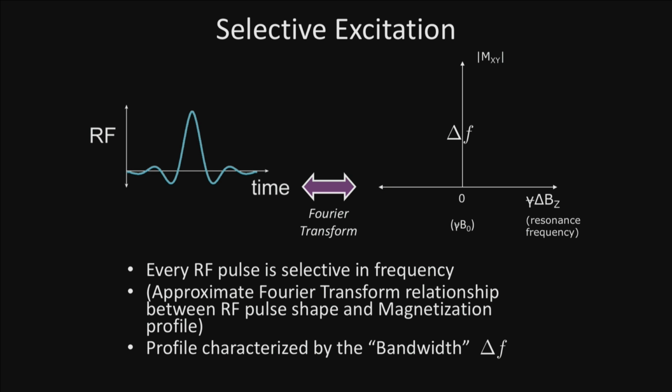And the other way we get localization is actually through the RF pulse. Okay, if I start here with just an RF pulse, now no gradient, every RF pulse is somehow selective in frequency. The typical pulse we'll use in imaging is a sinc type shape because there's an approximate Fourier transform relationship between the RF pulse shape here and the profile of the resulting transverse magnetization as a function of frequency here.